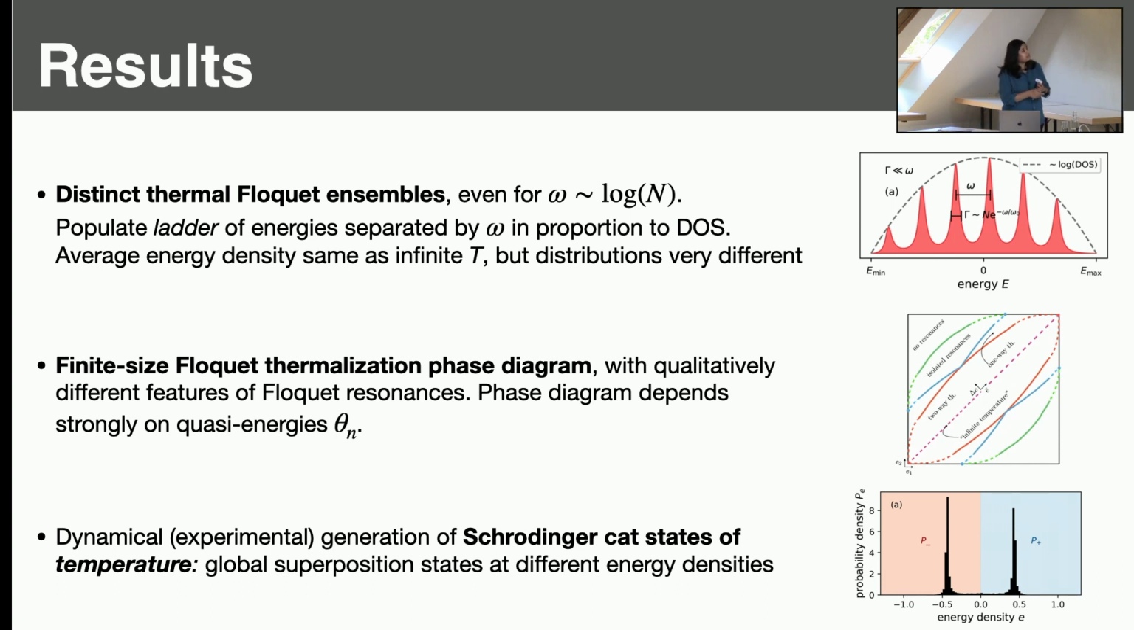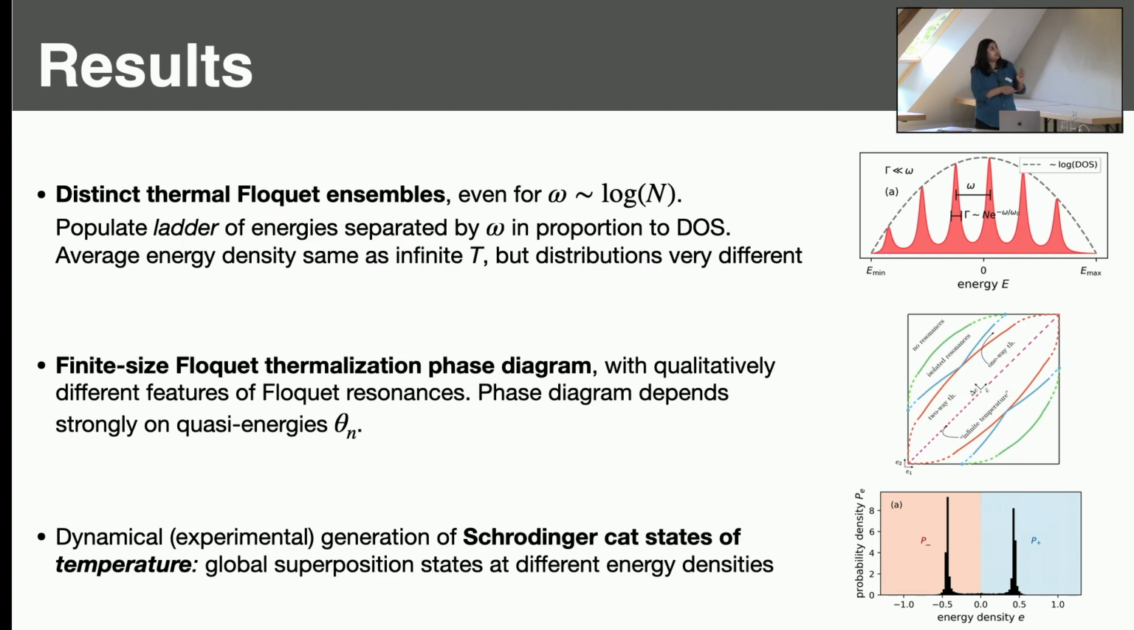And finally, I'll tell you a way to use this kind of analysis to dynamically generate, and this can be done in an experimentally feasible way, to dynamically generate Schrodinger cat states of different temperatures. Okay, so Schrodinger cat states are global superposition states. So usually you think of something like an all up plus all down state.